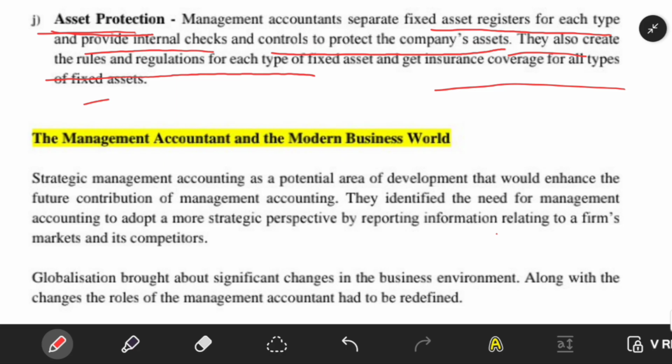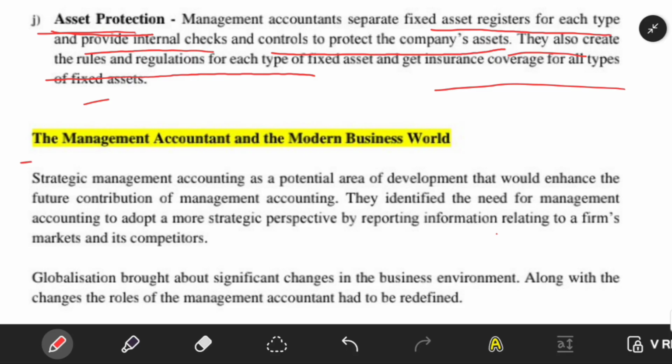That is, the management accountant maintains proper records. The management accountant keeps full and updated records of all the assets, like when they were bought, how much they cost, where they are used, how much they have depreciated, and what the current value is. This helps in tracking each asset properly, and they also create a strong internal control system. Examples: locking system for cash, asset control for expensive machines, regular physical verification of stocks and fixed assets. They also suggest insurance policies to protect the assets from fire, theft, flood, etc. If something happens, the company can recover the loss through the insurance.